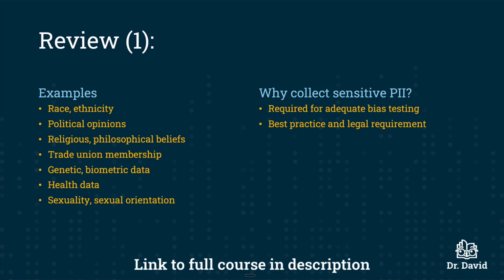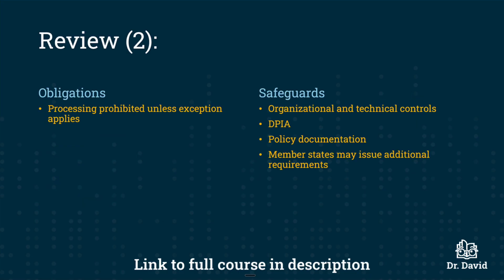In this lecture, we have looked at special categories of data with a focus on the GDPR. Special categories of data include race and ethnicity, political opinions, religious and philosophical beliefs, trade union membership, genetic and biometric data, health data, and sexuality and sexual orientation. Organizations may collect sensitive personal data because it's required for adequate bias testing and because it's considered a best practice and in some cases a legal requirement. That is, the bias testing.